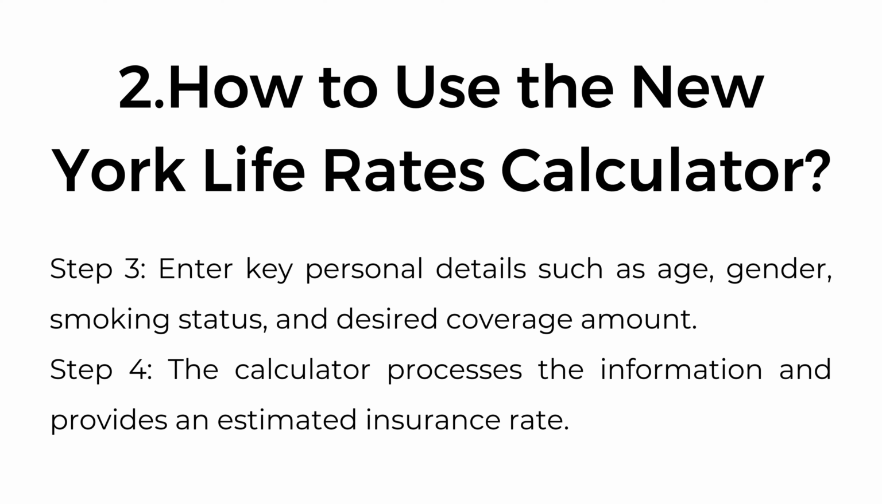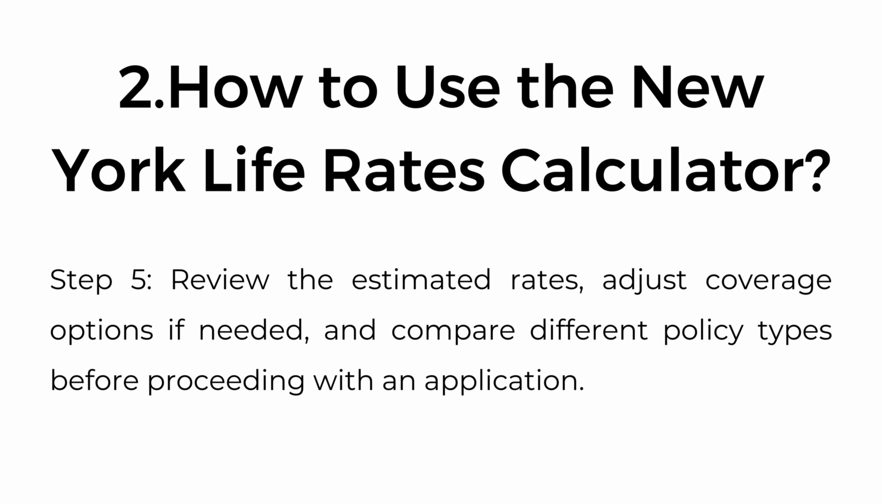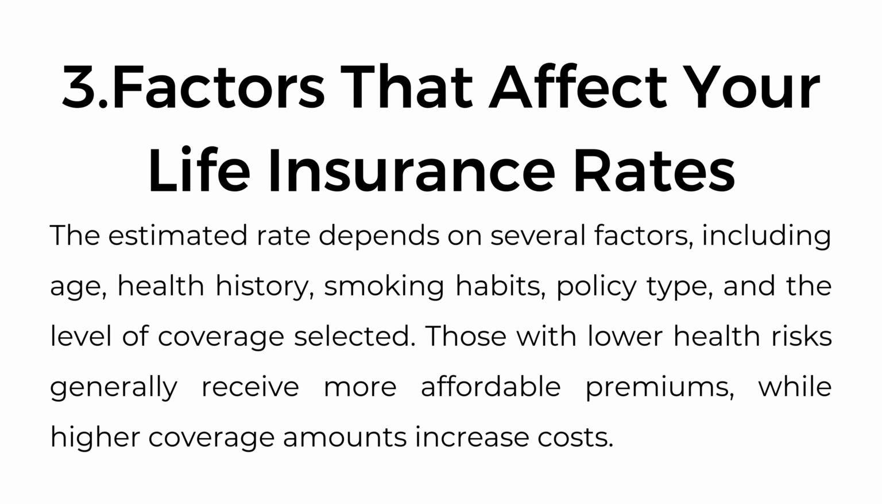Step 3. Enter key personal details such as age, gender, smoking status, and desired coverage amount. Step 4. The calculator processes the information and provides an estimated insurance rate. Step 5. Review the estimated rates, adjust coverage options if needed, and compare different policy types before proceeding with an application.